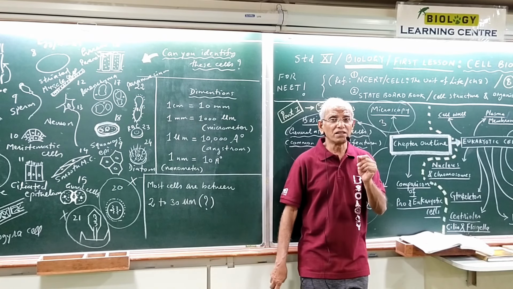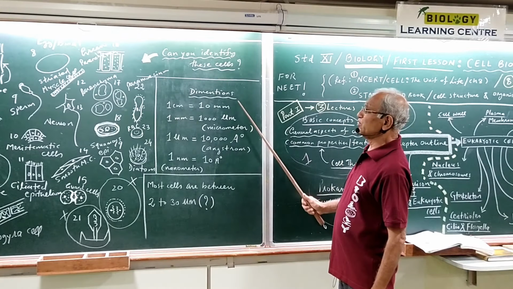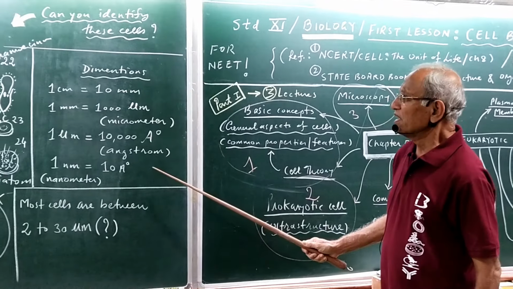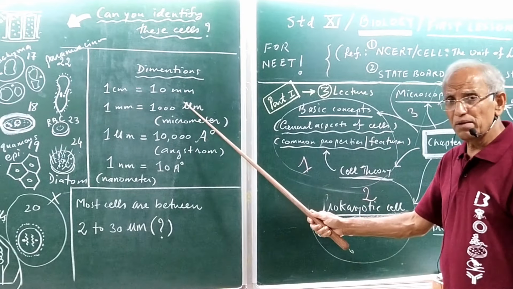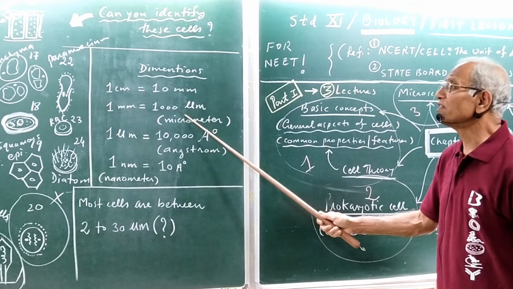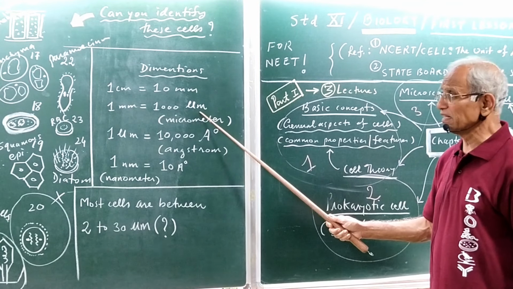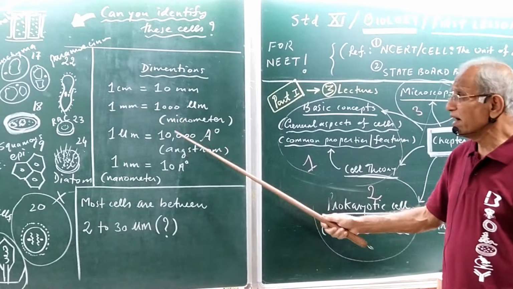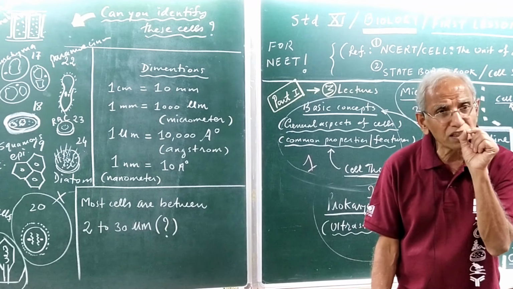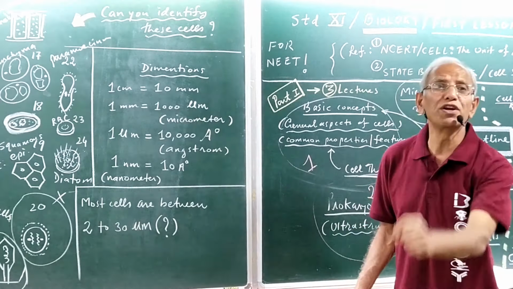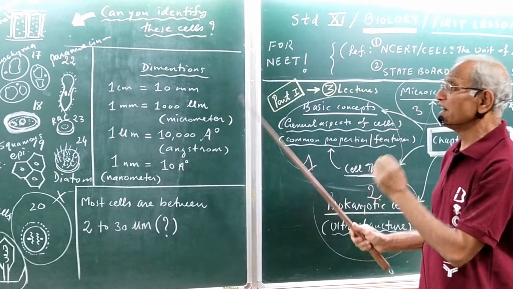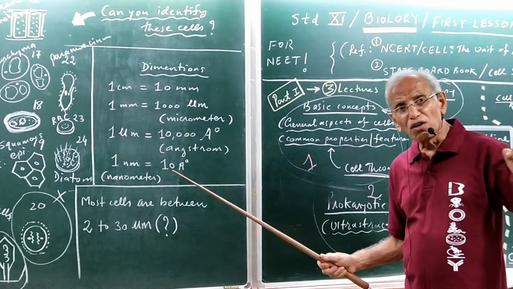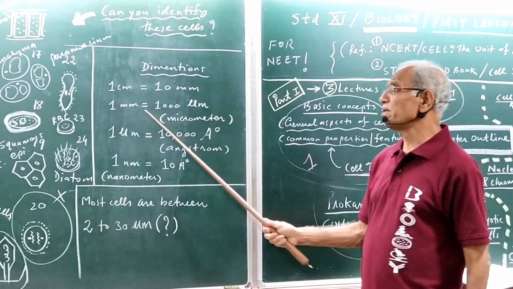What is to be added today is something about dimensions. I think most of you are aware of these dimensions. 1 centimeter is equal to 10 millimeters. 1 millimeter is equal to 1000 micrometers. Please understand. Some of us know, some of us don't know. 1 millimeter can be divided, very small distance. It can be divided into 1000 units, 1000 small distances, and each small unit will be called as 1 micron. So 1000 small distances come together to make 1 millimeter.